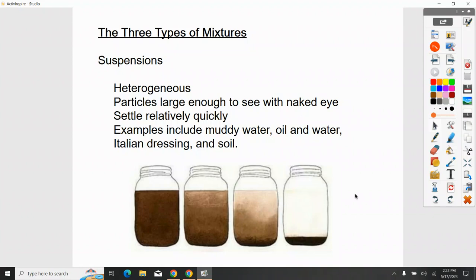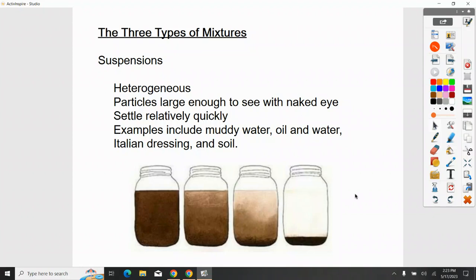The particles are often large enough to see with the naked eye. So, for example, if you take a look at muddy water up close, you could actually see little tiny things floating around in it. Because those particles are so big, gravity has no problem grabbing those particles and pulling them down to the bottom of the container. So these types of mixtures do settle relatively quickly. They include things like muddy water, oil and water, Italian salad dressing, and even soil. In all of those, you can see the individual different parts.